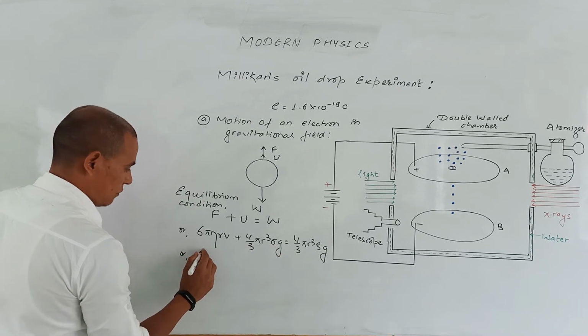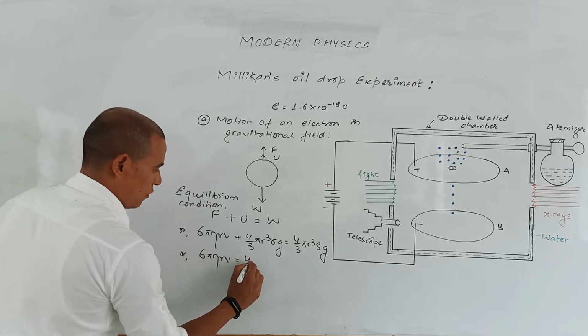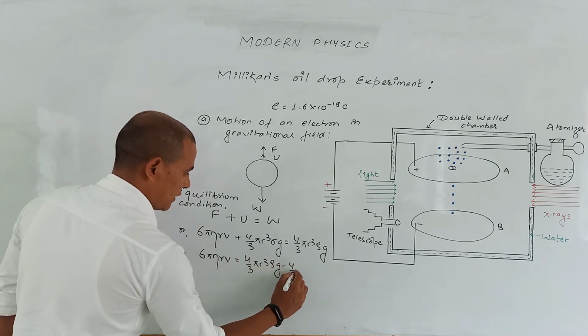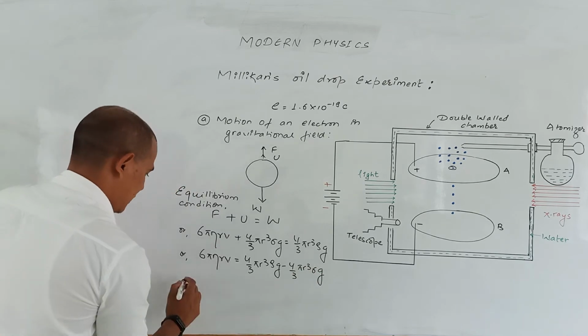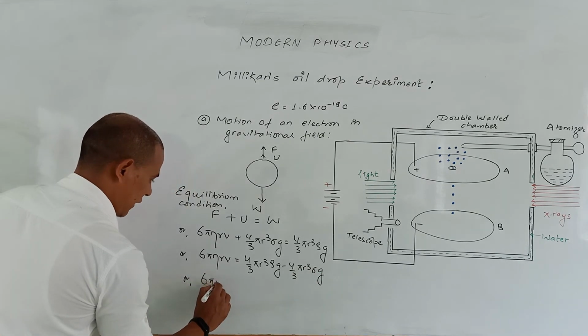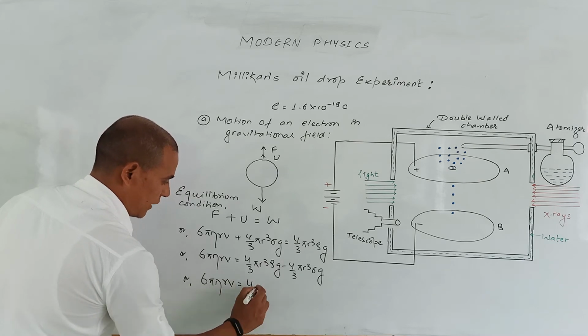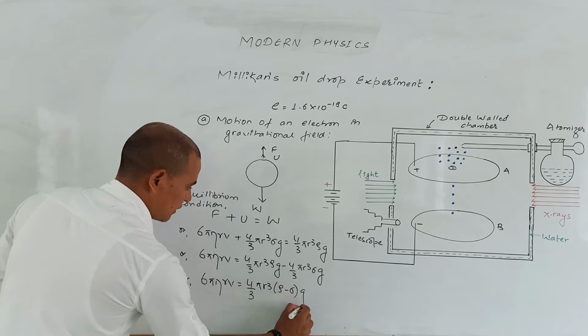So our equation will be 6 pi eta r v equals 4/3 pi r^3 rho g minus 4/3 pi r^3 sigma g. If we simplify this equation, we take 4/3 pi r^3 common, giving (rho minus sigma) g.